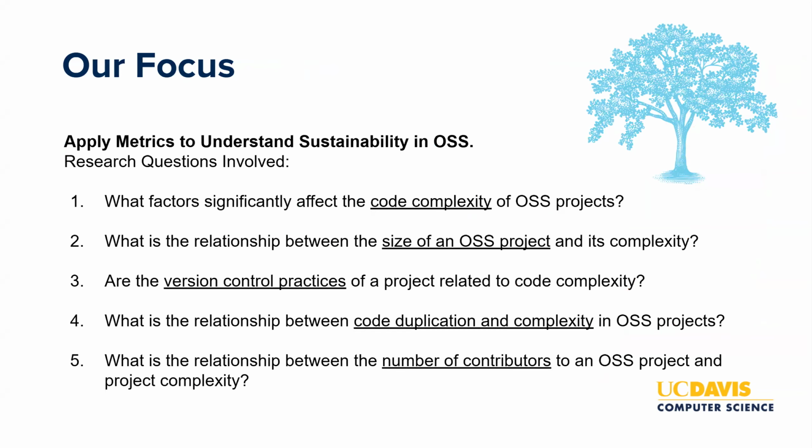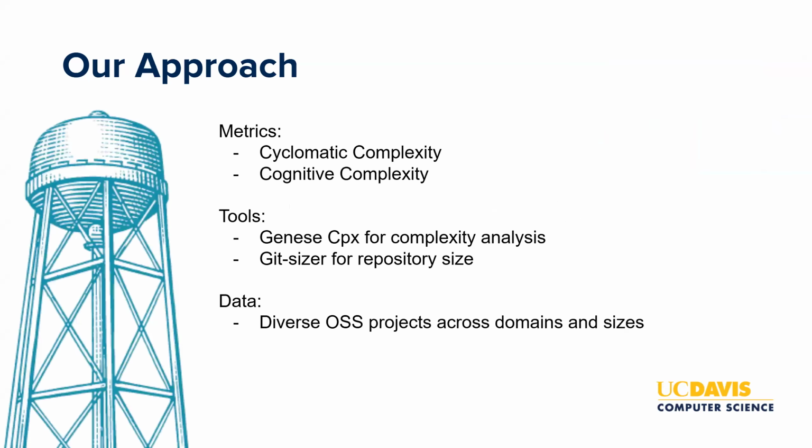Our focus is mainly on applying metrics to OSS projects to understand the key factors that impact sustainability. Some of the research questions we'll be trying to answer are: what factors affect code complexity, what is the relationship between the size of OSS projects and their complexity, and how do version control practices, code duplication, and the number of contributors interact with and affect our OSS sustainability?